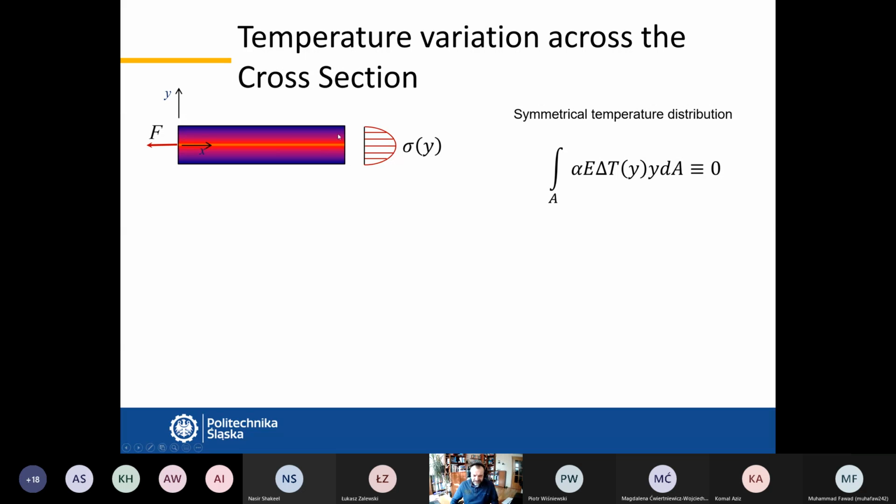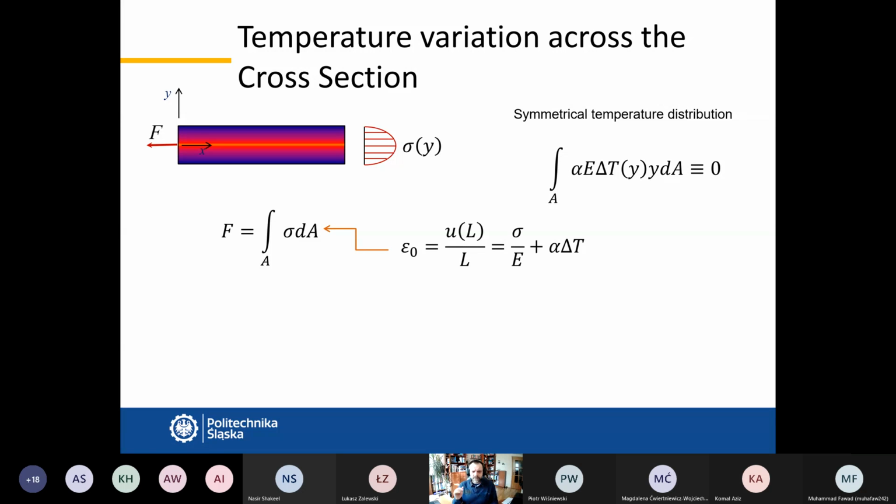We only see such a distribution of stresses, so they will be different at different locations at the cross section, but along the x-axis, everything will be the same. If we apply the equilibrium condition, F must equal the integral of sigma, of course, over dA. So in total, this is the internal loading generated by the thermal forces inside, so the thermal expansion.